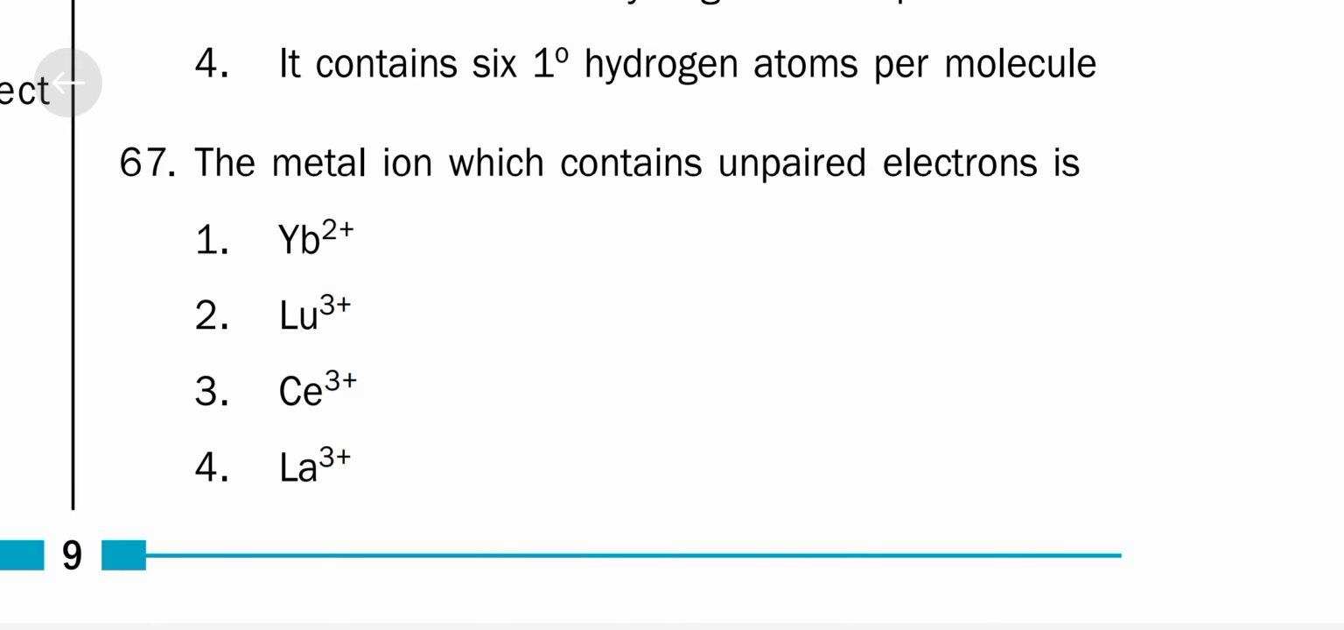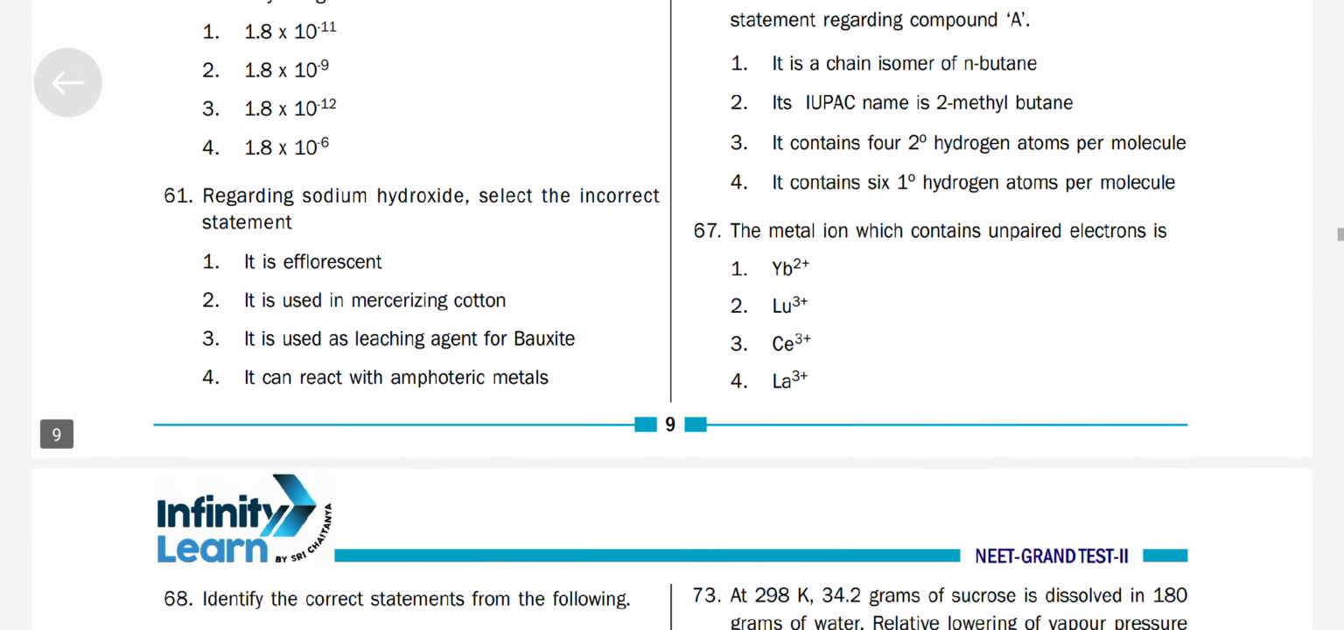The metal ion which contains unpaired electrons is cerium plus 3. Cerium to lutetium are lanthanides. So cerium will be having 4 electrons: 2 electrons in the s orbital, 2 electrons in the f orbital. It is showing plus 3. Plus 3 oxidation means 3 electrons gone. So again 1 electron will be there. Ytterbium plus 2 and lutetium plus 3 will be having a fulfilled f14 configuration. So the answer is cerium plus 3.